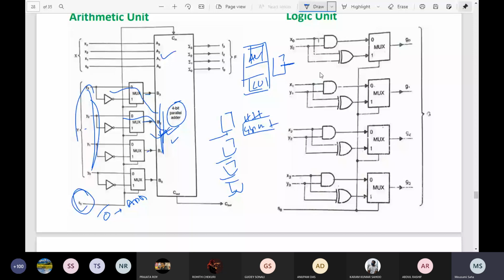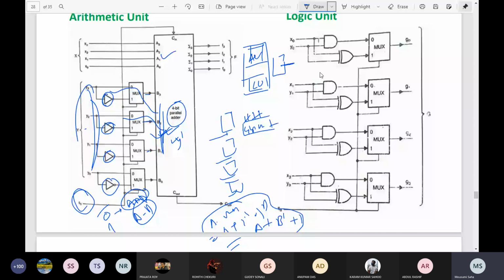But when it is 1, then with the help of the NOT gate you can have the Y complement. So we know what A minus B is. What is the operation? That is A plus 2's complement of B. So what is the 2's complement of B? That means A plus B's complement plus 1. So in this fashion, with the help of this algorithm, or with the help of these steps, you can do A plus B and also A minus B.